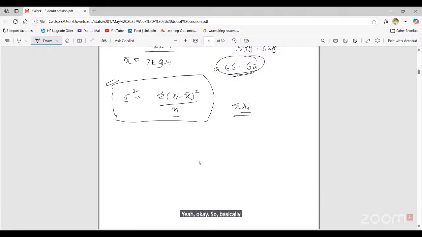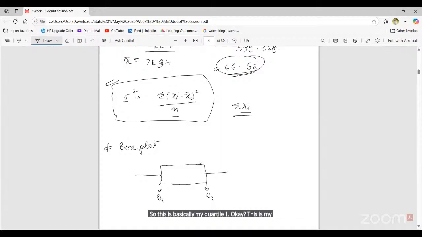So you want to understand the box plot, right? Yes, ma'am. Okay. So box plot is basically, so this is my quartile 1. This is my quartile 3. And between, this is quartile 2.